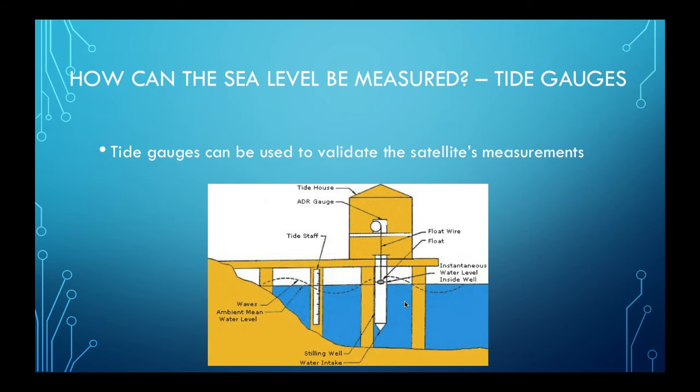How else can this be measured? So tide gauges can be used for the calibration of an altimeter, and tide gauges are fitted with sensors that continuously record the height of the surrounding sea level with respect to a reference height.